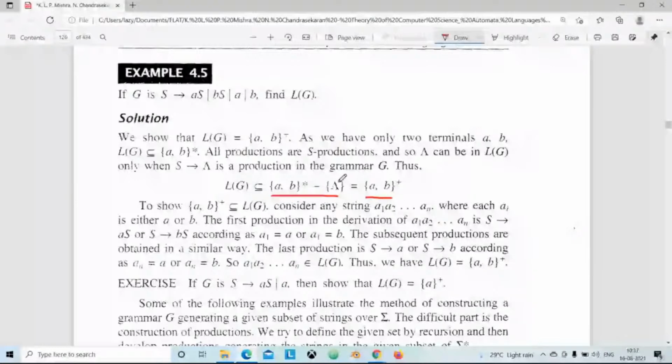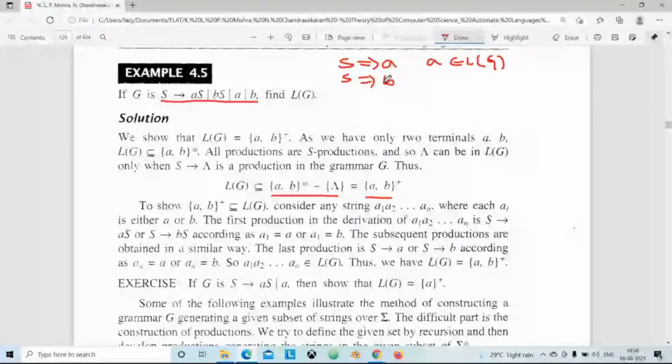So this is the production which is given to us. Let's first see the trivial cases. Here a belongs to L of G. S tends to B is also there, so b belongs to L of G. This is also part of the language.